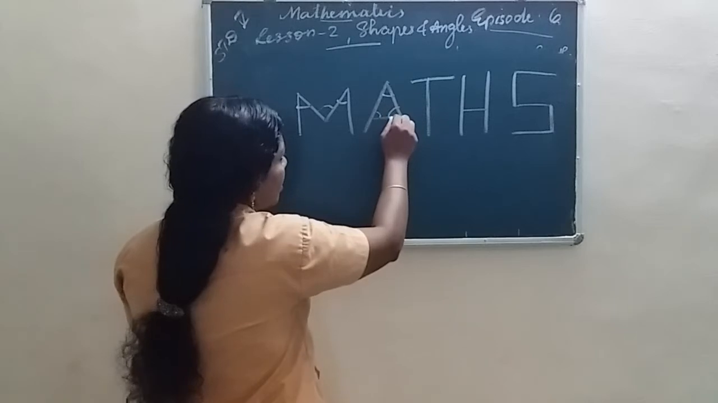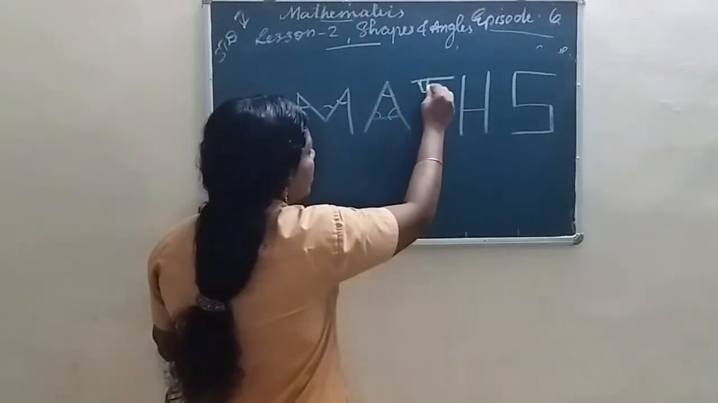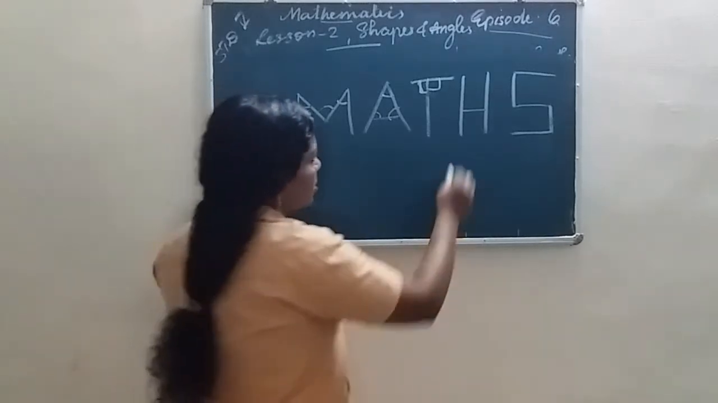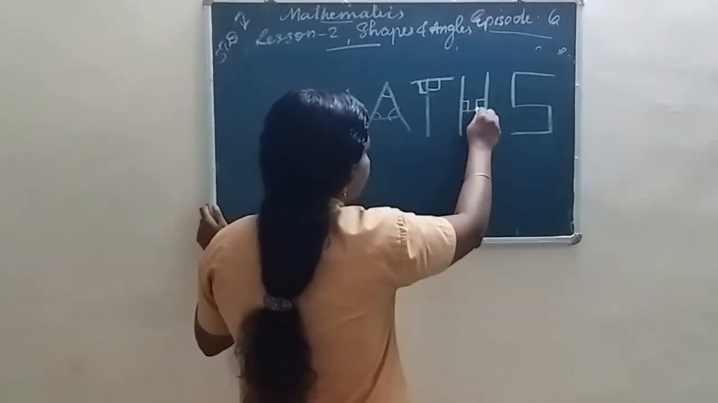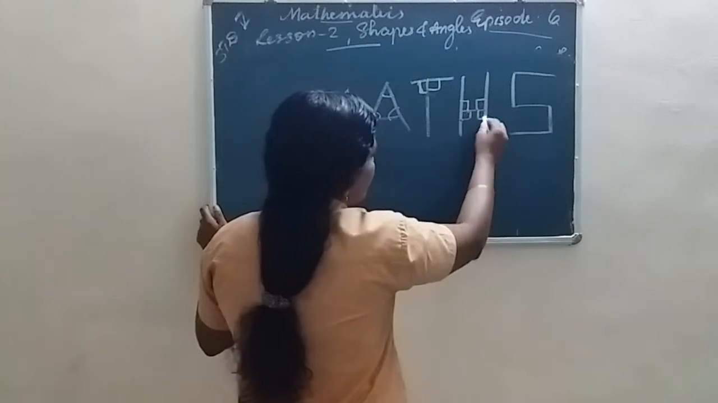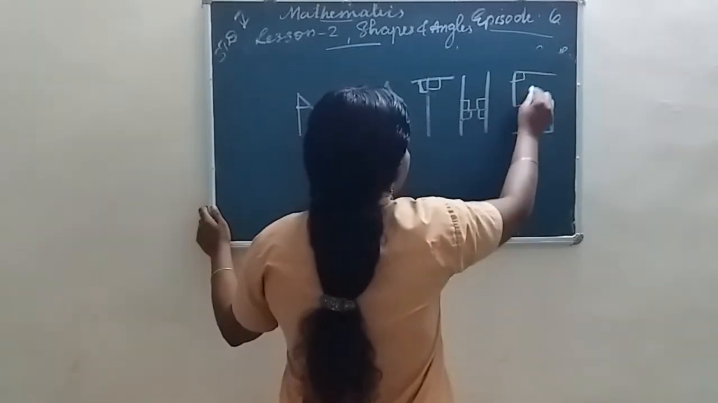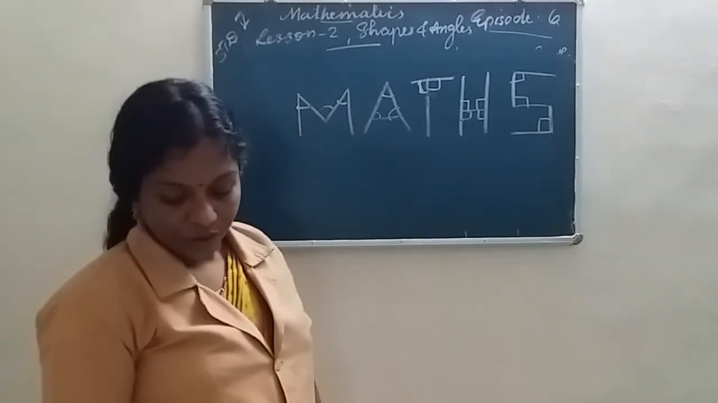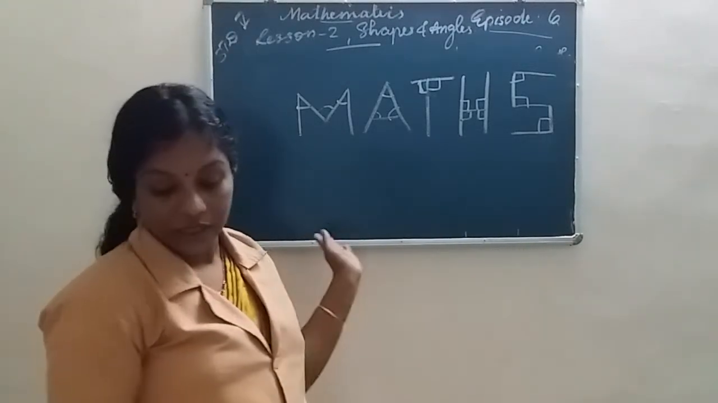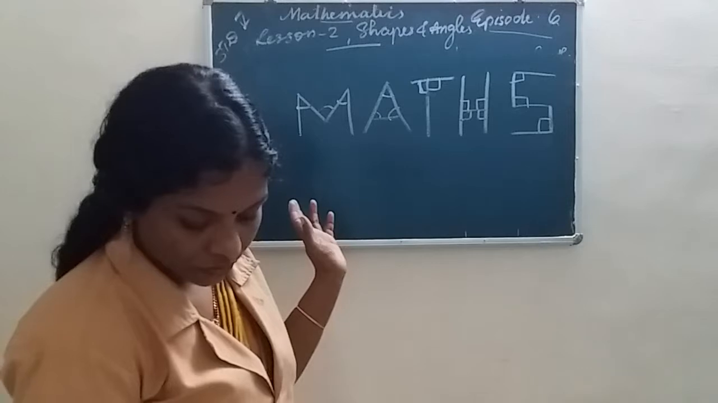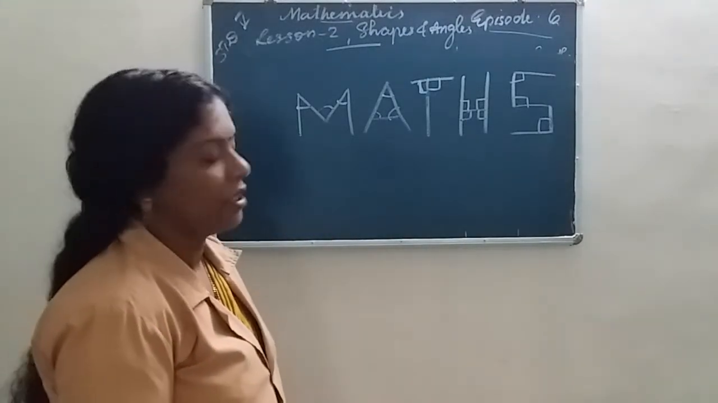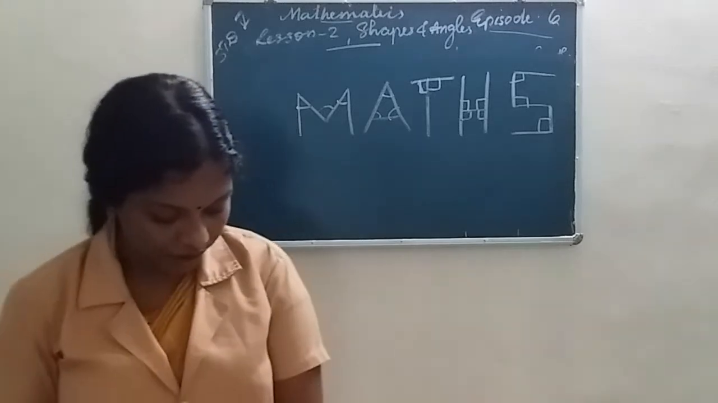Okay, here is another angle. It's a right angle. T shape, right angle. Here is also a right angle. It's also a right angle. L shape, here is also a right angle shape. So, like that, you want to write your names like this and find out the angles in those letters. Okay, so that is also an activity.